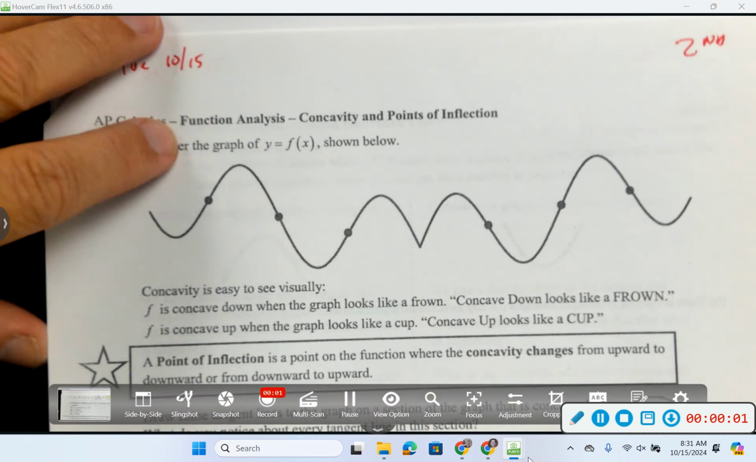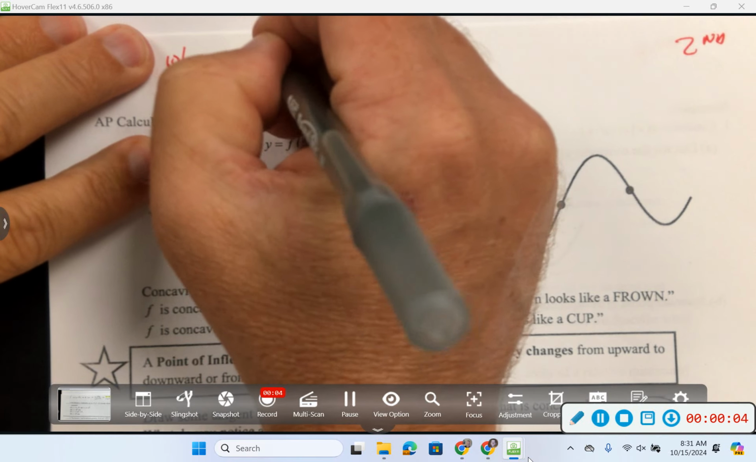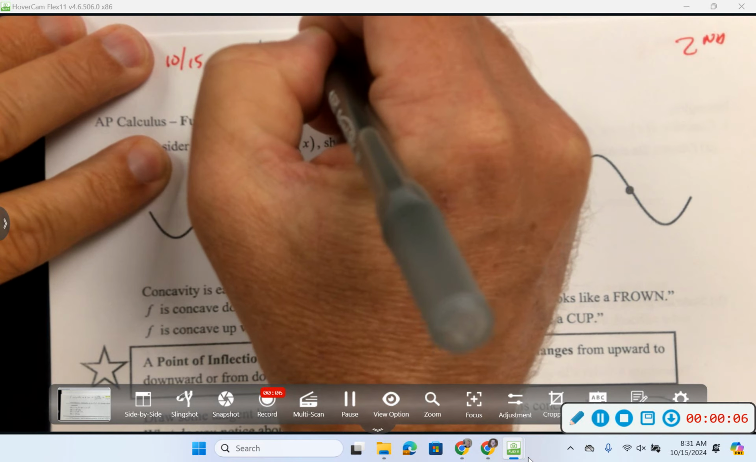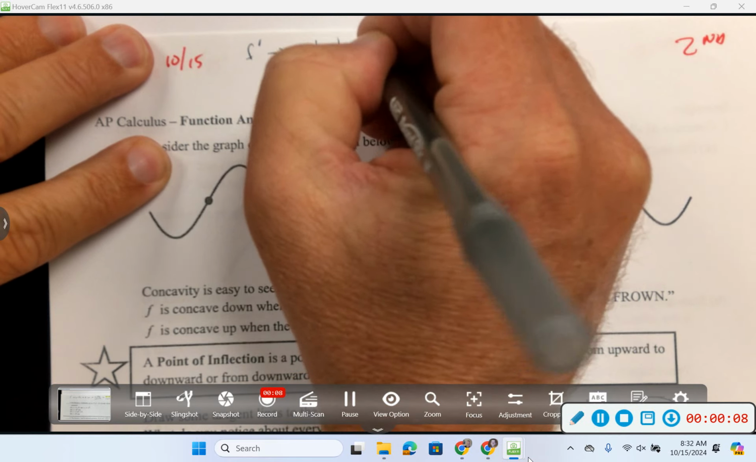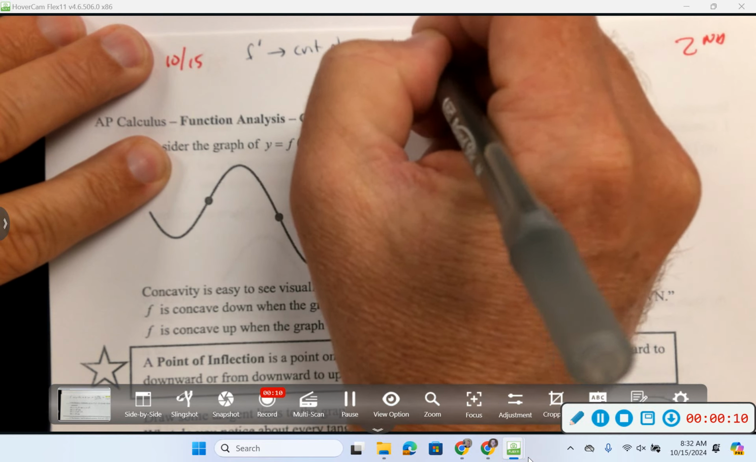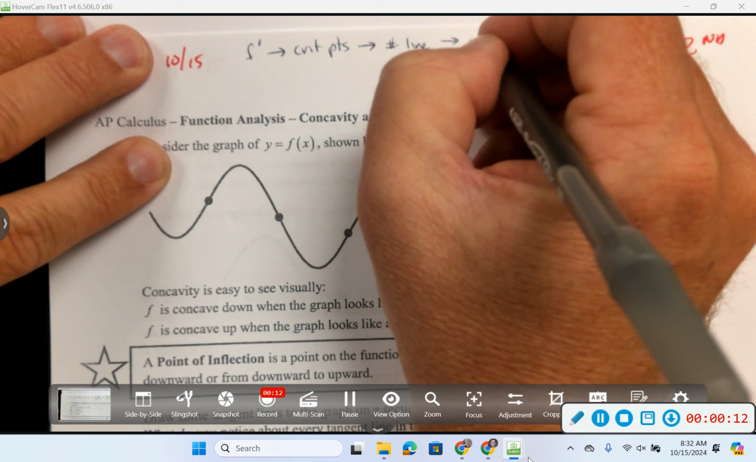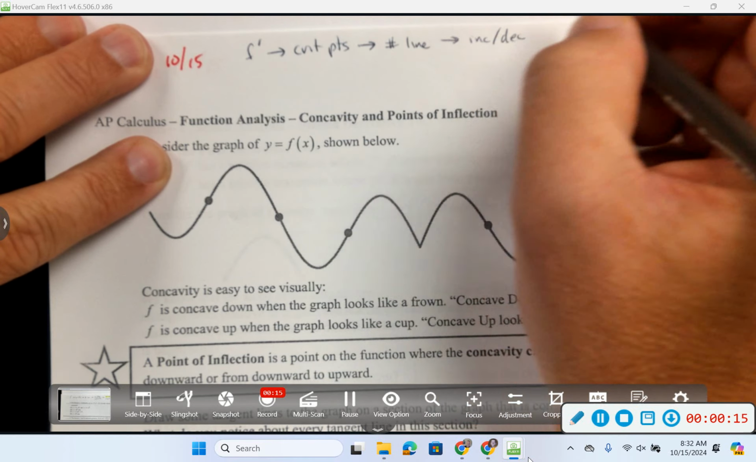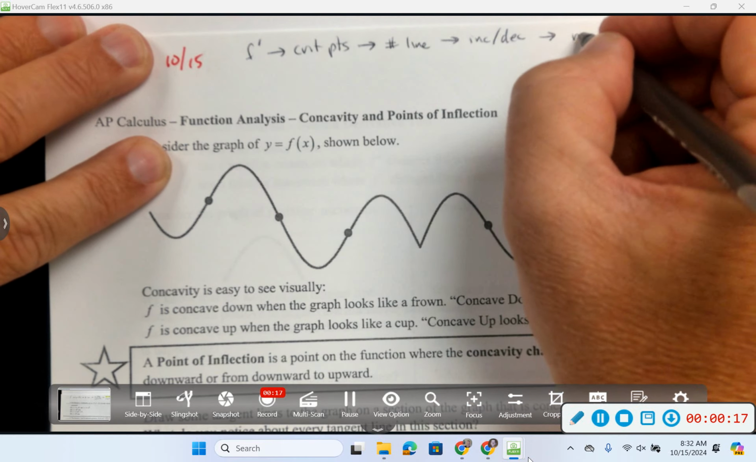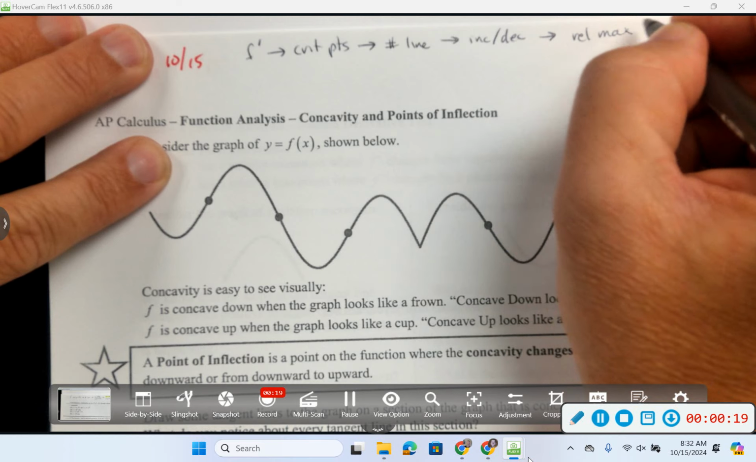Let's start with that process again. F prime leads to critical points, which we put on a number line, which tells us increasing and decreasing, which tells us relative max and min.